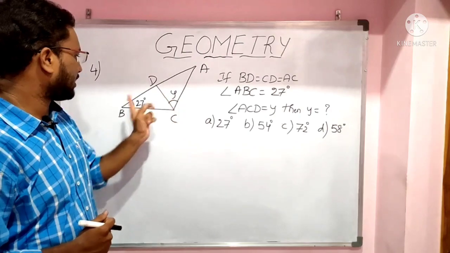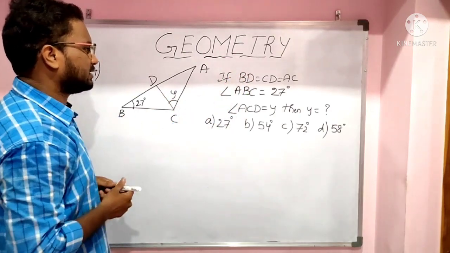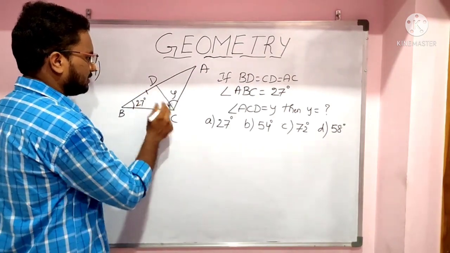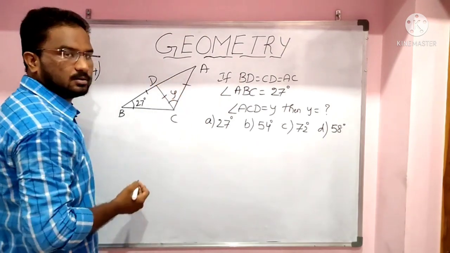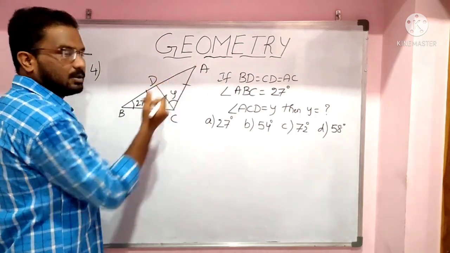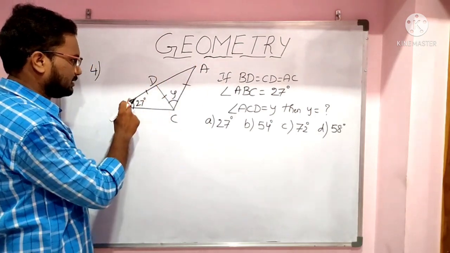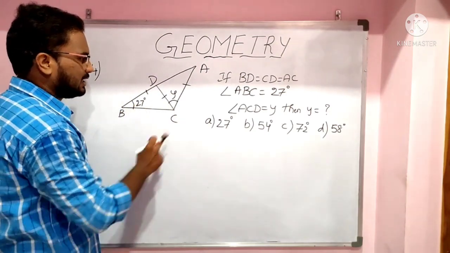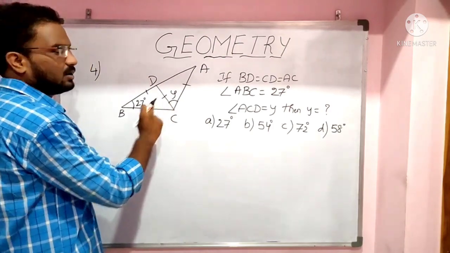Okay, this is triangle ABC. BD equal to CD equal to AC. BD this length, CD this length, and AC this length. These three lengths are equal. Angle ABC equal to 27, this angle ABC is 27 degrees. Angle ACD is y. This is y. Then we need to find this angle y.